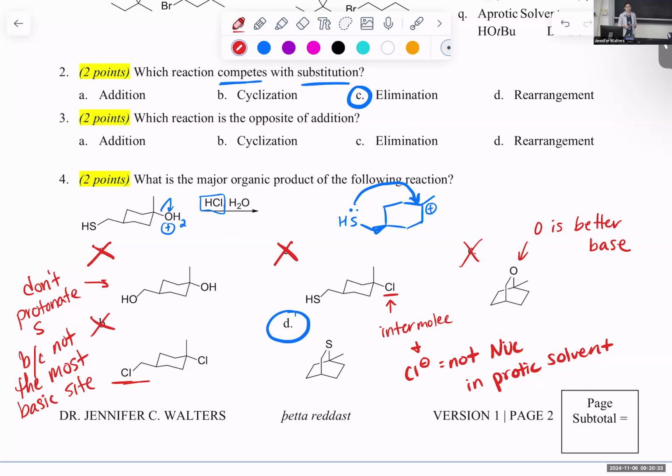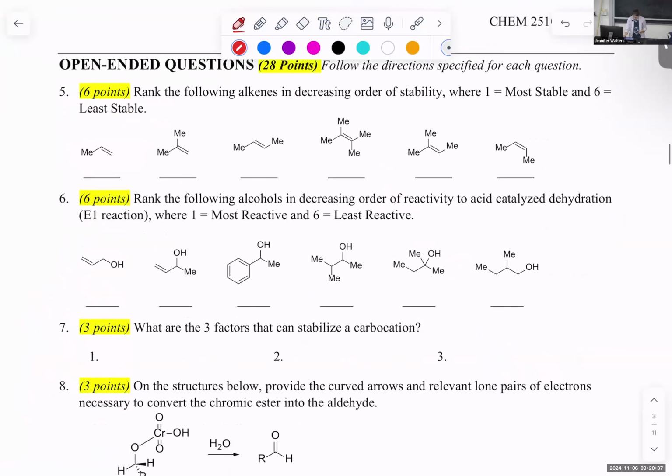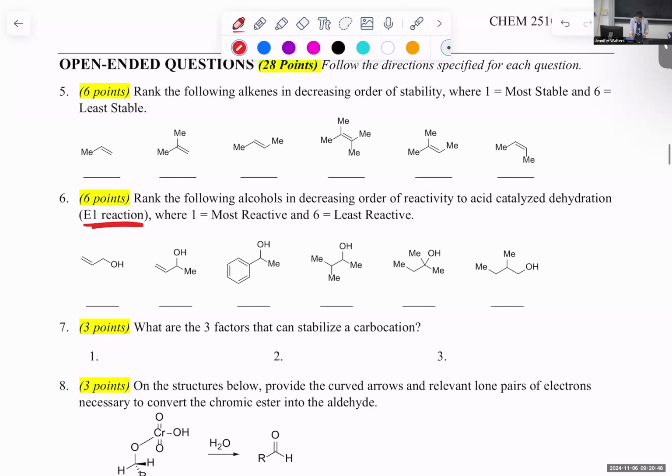Cool. All right, let's do 6. For 6, it's asking us to rank our alcohols in decreasing order of reactivity to acid-catalyzed dehydration, which I told you is an E1 reaction, where we're looking at most reactive to least reactive. So acid-catalyzed dehydration just means we're going to be adding acid, usually sulfuric acid, and dehydration, meaning we're going to lose water.